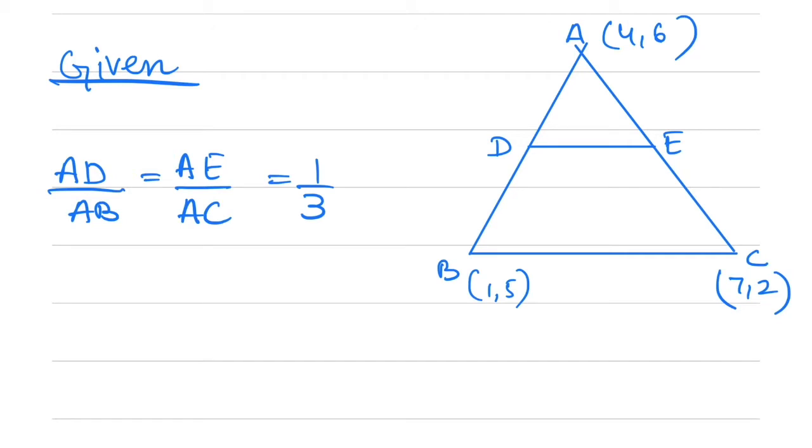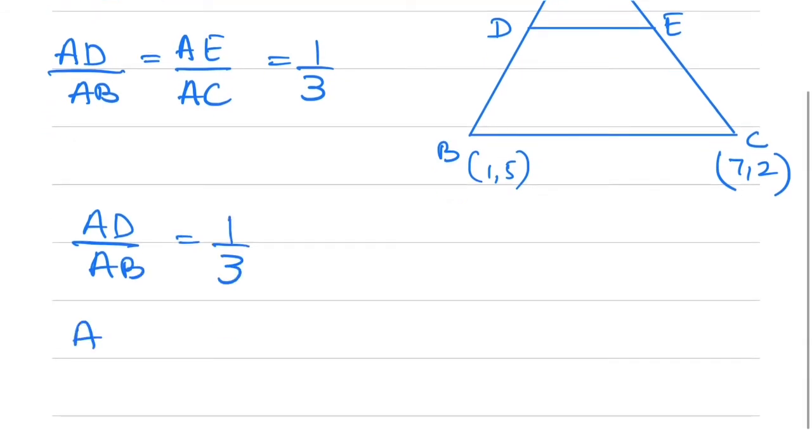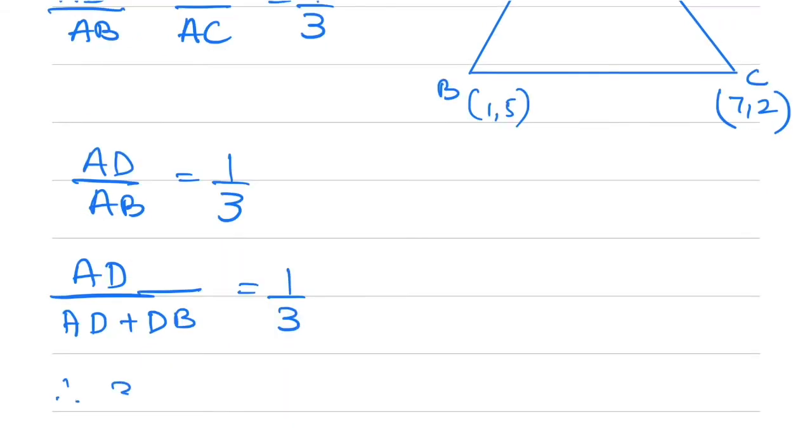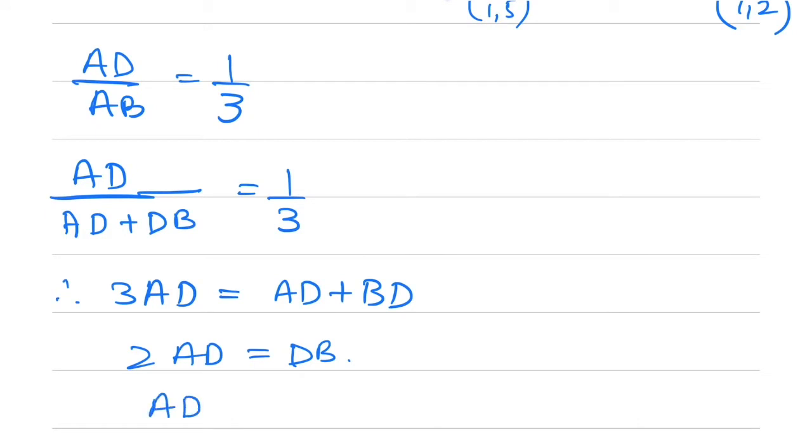triangle ABC. To calculate the area of the triangle ADE, first we need to find out the coordinates of D and E. AD by AB is equal to 1 by 3. AD and AB I can write down as AD plus DB is equal to 1 by 3. Therefore, thrice AD is equal to AD plus DB. So I can say twice AD is equal to DB. So therefore, AD is to DB is equal to 1 is to 2.